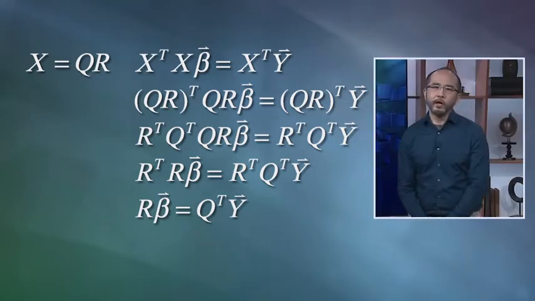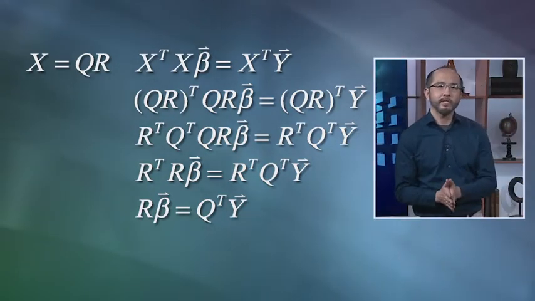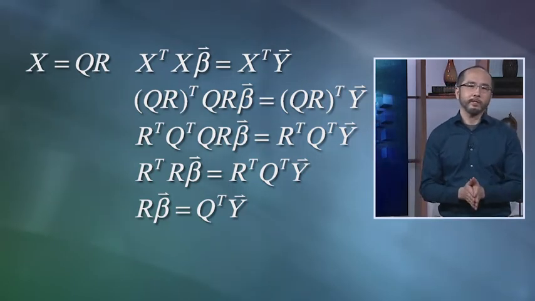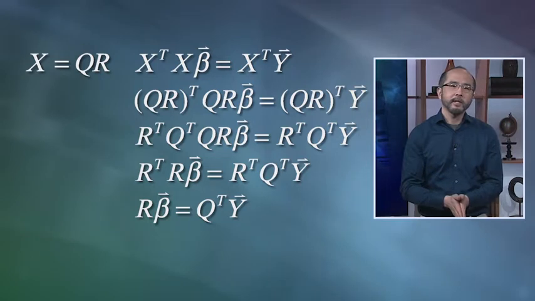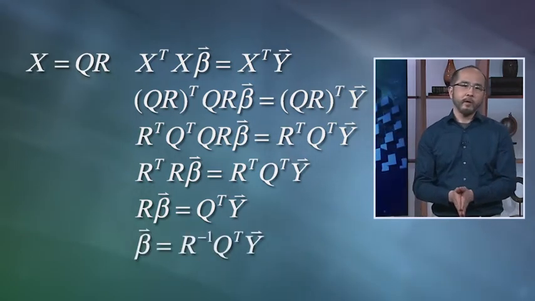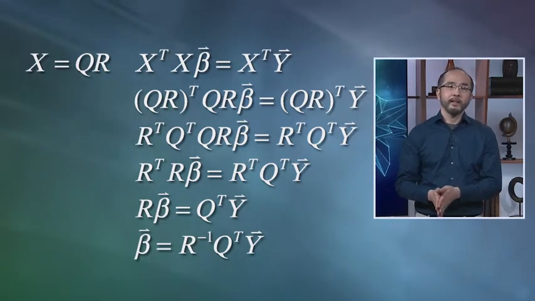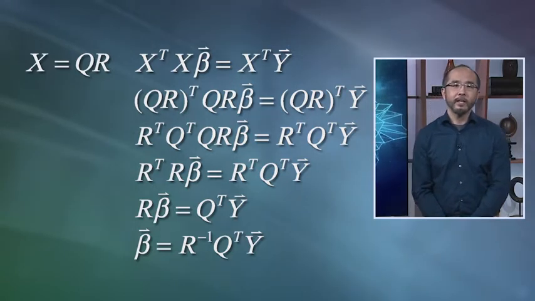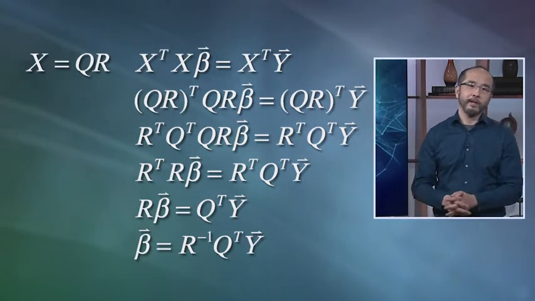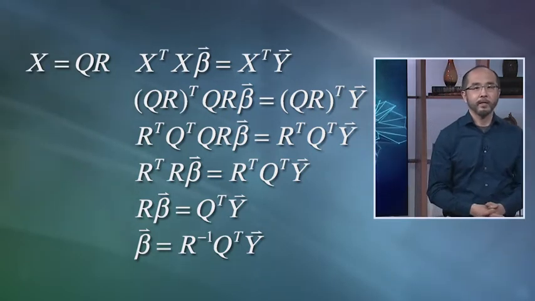This can be solved for beta using Gaussian elimination, and it's less likely to exhibit the kinds of problems that the normal equations did. And if we want, we can multiply by R inverse on the left to get the very simple expression beta equals R inverse Q transpose y. This is a very nice, simple formula to do least squares regression if you have a QR factorization of x, which exists when the columns of x are linearly independent.